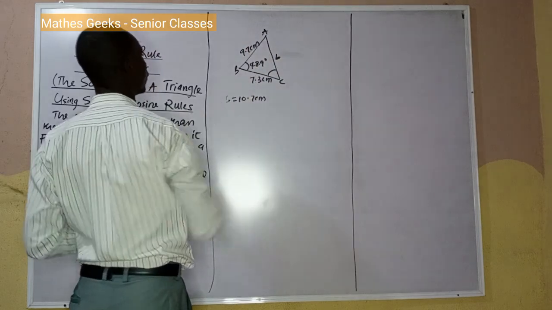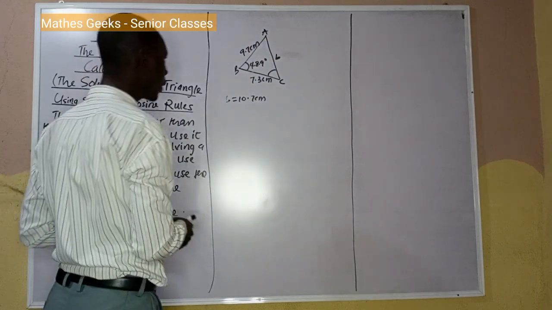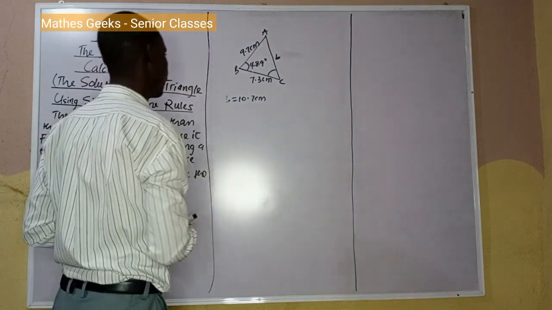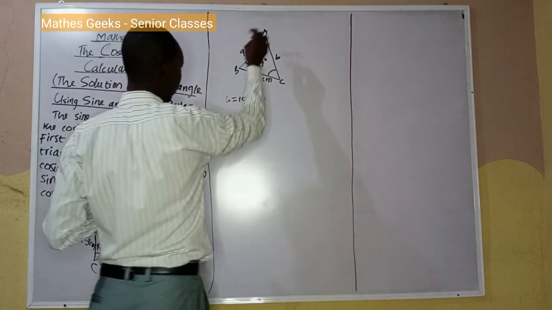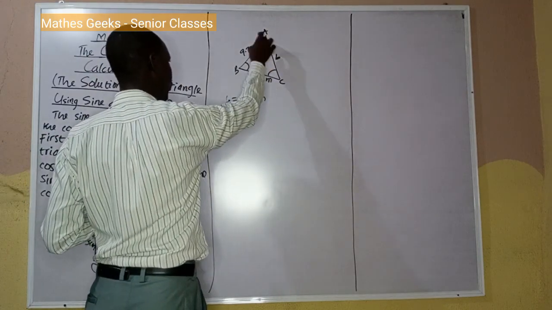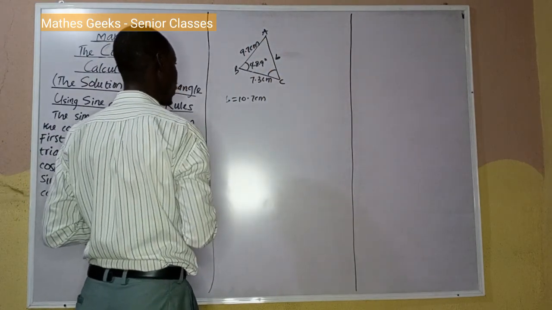Then the third angle would also be looked for next, and you can use the angle sum to get the third angle.